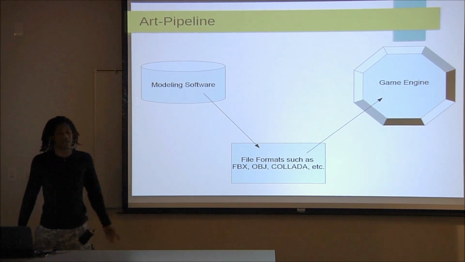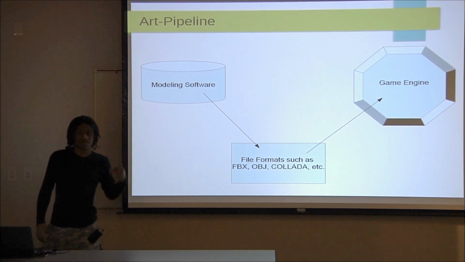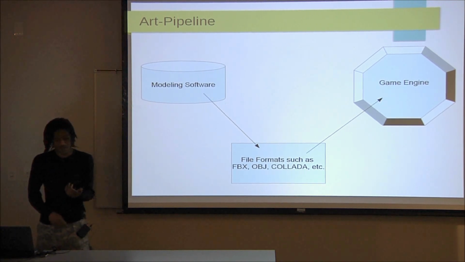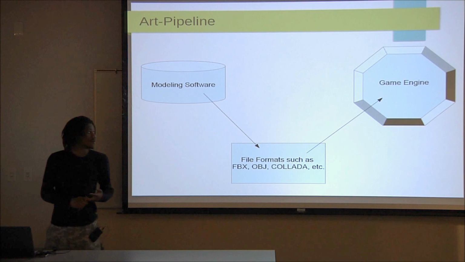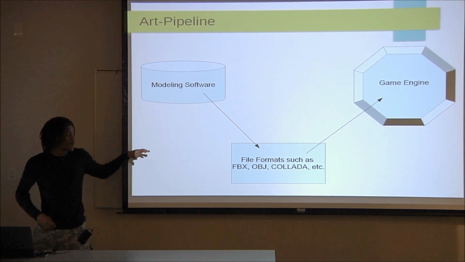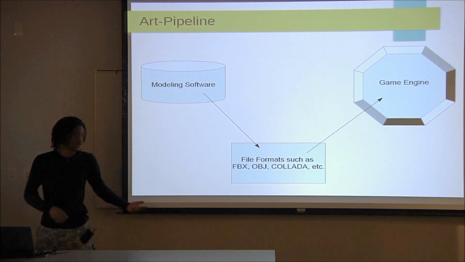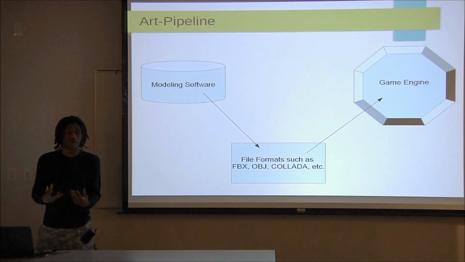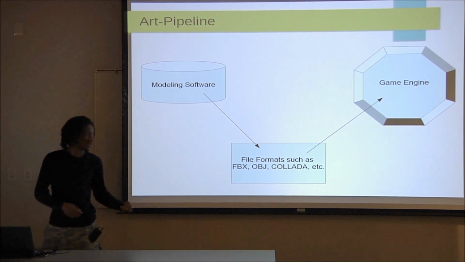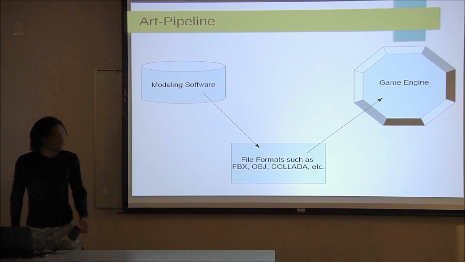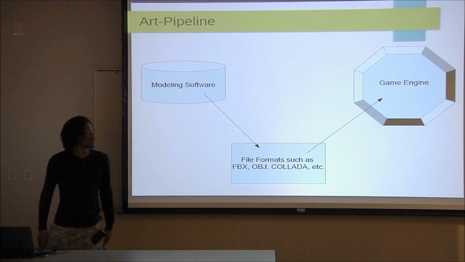Basically, the art pipeline starts from the modeling software. This can be Blender, this can be Maya, this can be 3ds Max. You start from there, you export your art, either your model with your 3D animations, to file formats such as FBX, Wavefront OBJ, Collada, etc. And then you get into your game engine.